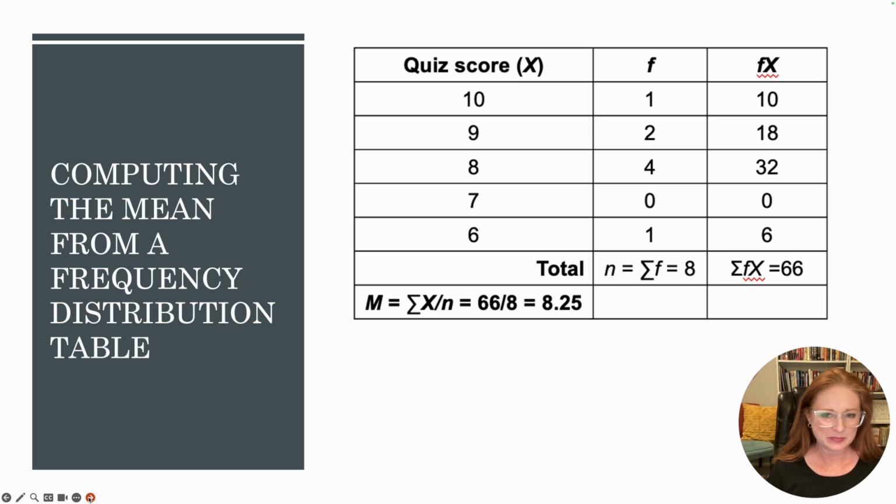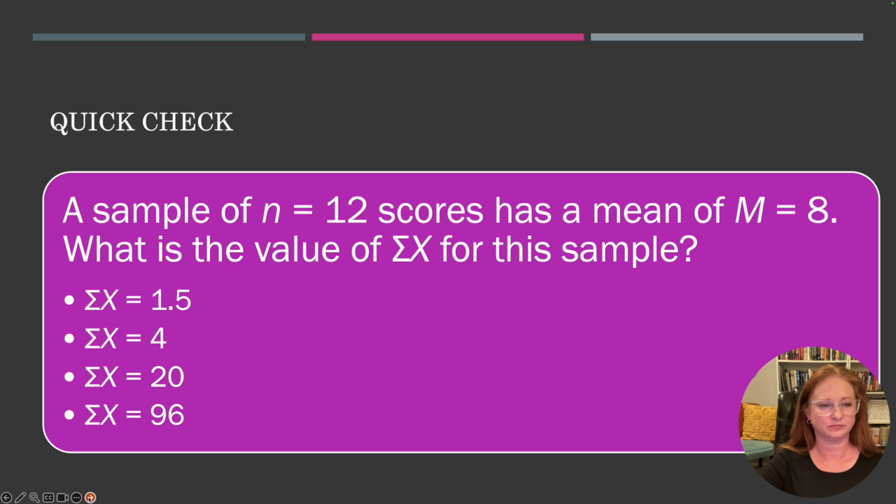So if your principal comes in and says, what is the average score for quiz number 14? And you already ran a frequency distribution and found the mean, you would say, my class did amazing. In fact, the average score, or the mean, was 8.25. So pretty well. They did excellent.